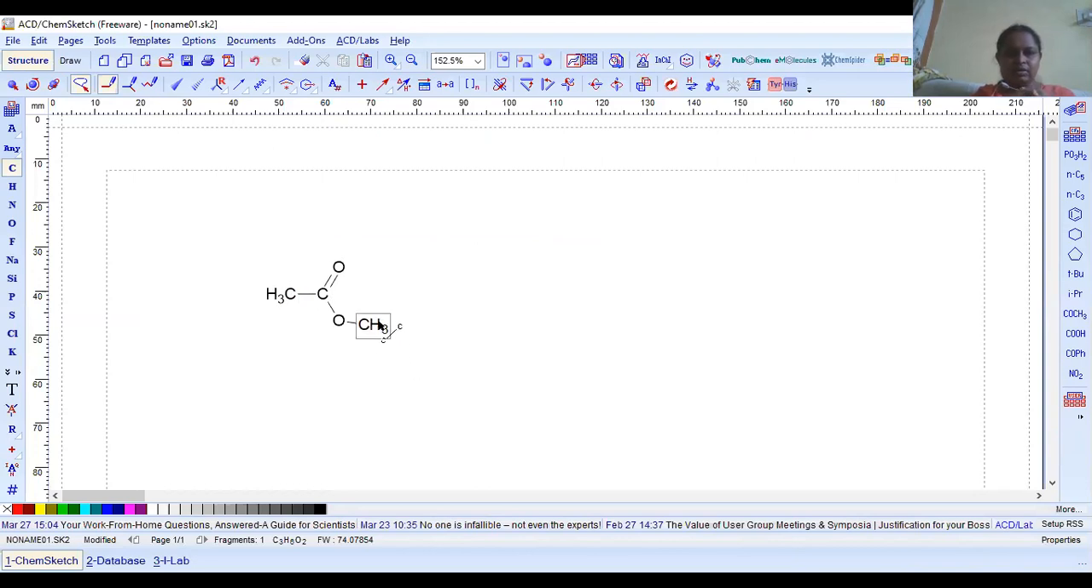Methyl is what you have to write here. That is from alcohol, the alkoxy group. Benzoate means that it is derived from benzoic acid. So you have to write here the phenyl group. I'll write benzene here.